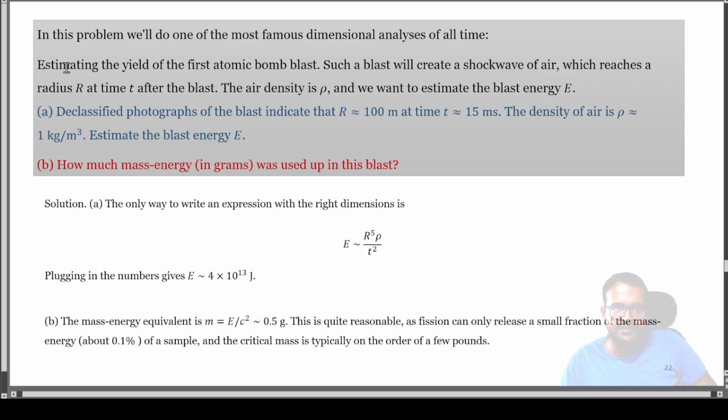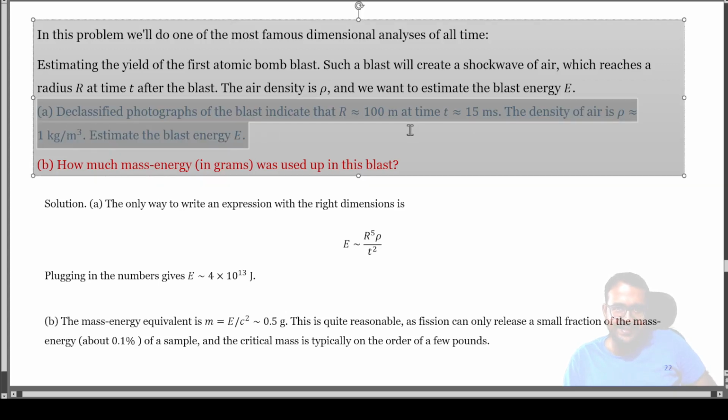We need to estimate the yield of the first atomic bomb blast. Such a blast creates shock waves in the air. You know that, I already told you. Which creates a radius r at a time t after the blast. The air density is rho, and we want to estimate the blast energy E.